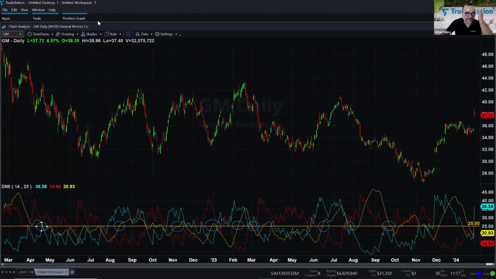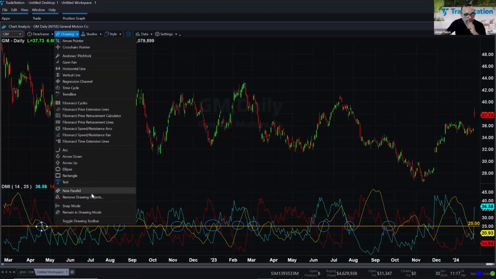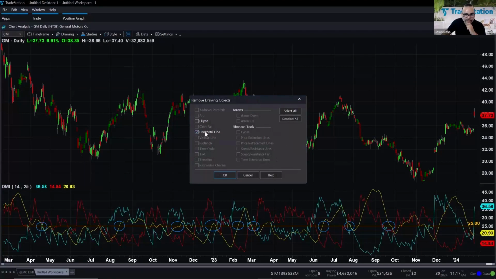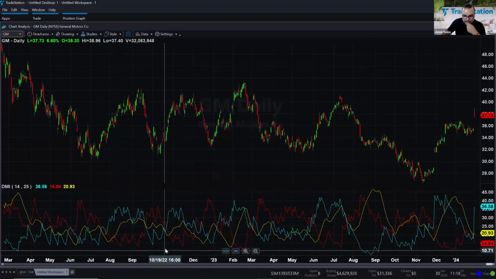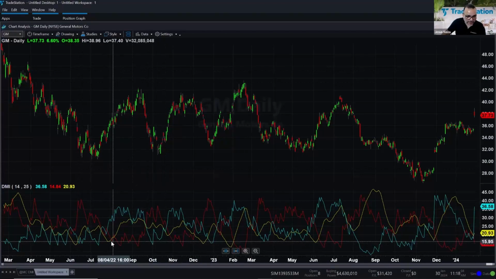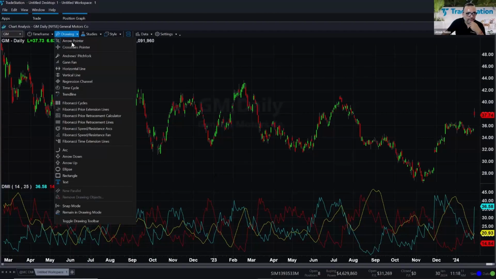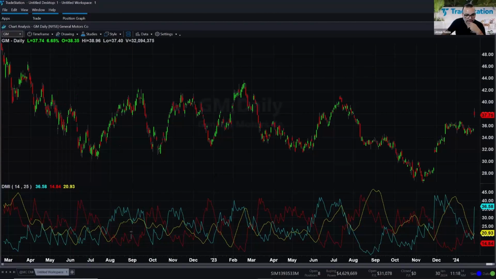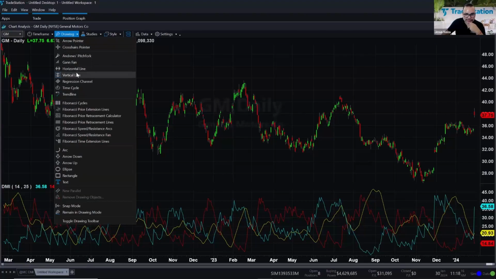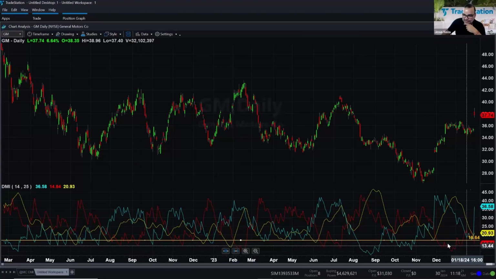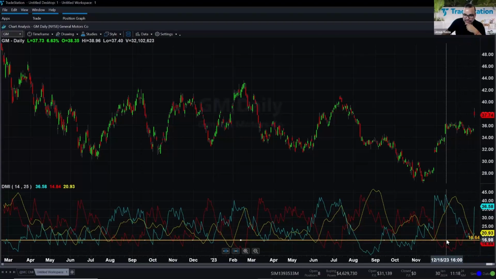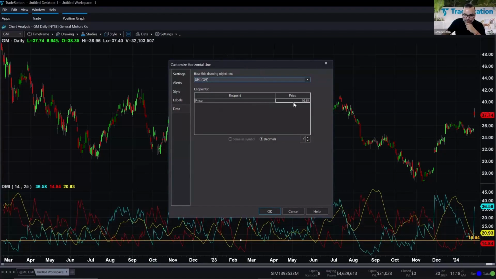Let me go ahead and remove those ellipses. I'm going to go here to the drawing menu, remove drawing objects. Let me remove everything here, ellipses and horizontal lines. So if I were to drop that line, and maybe if I look at all the bottoms here, I draw more of a visual line around 16 or 15. I'm going to go here to the drawing menu, horizontal line, and let's click here around 16. This is 16.64. Let me go ahead and change that to just plain 16.